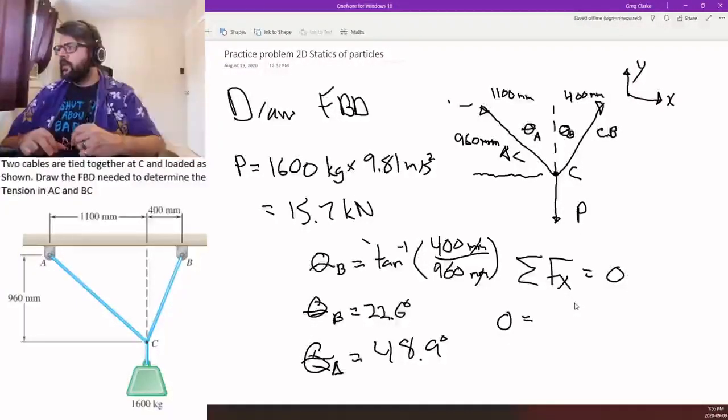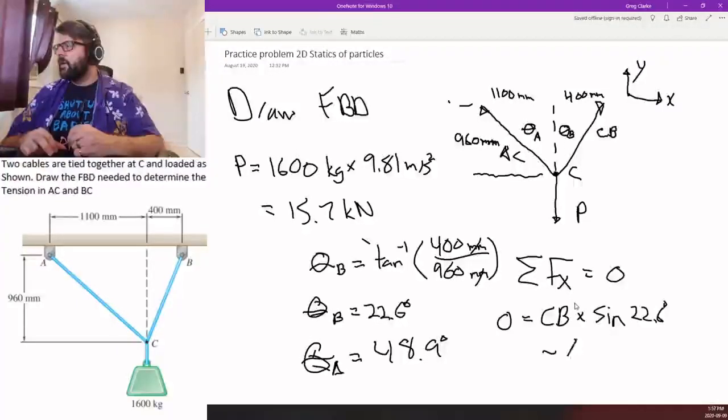So CB times the sine of 22.6 degrees. And then that minus, because it's acting in a different direction, minus AC times the sine of 49.8 degrees.